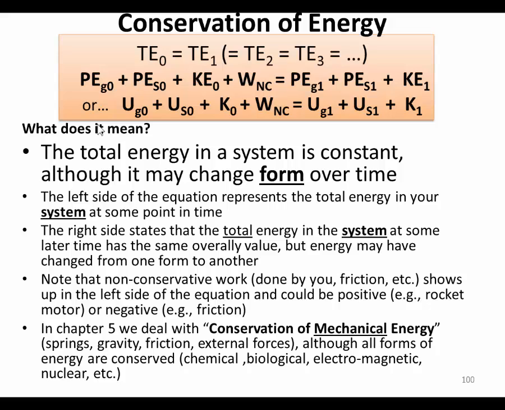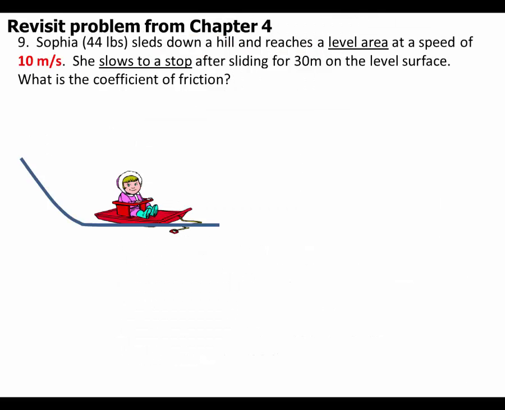Also keep in mind that Chapter 5 is limited to mechanical energies, which is really looking at gravity and springs and forces and friction, external forces and friction. But don't forget that all forms of energy are conserved. We could have chemical energy, biological energy, and we could work these into the equations. There'd be a little bit more work to do, but it's doable.